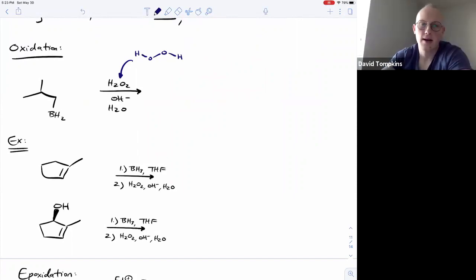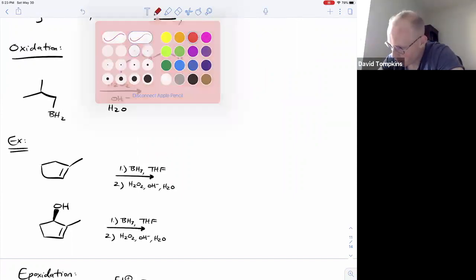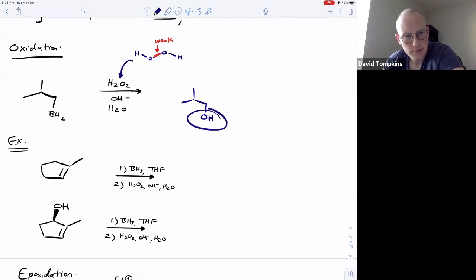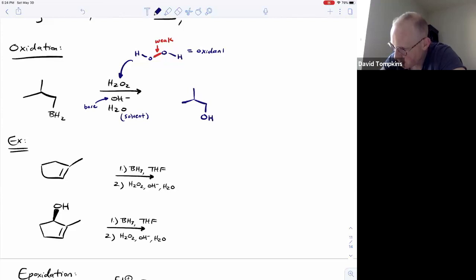So hydrogen peroxide has a very weak oxygen-oxygen bond, where these electronegative oxygens are not comfortable being bound to one another. And so this is great at donating an oxygen or doing an oxidation. And through a complex mechanism that we will not examine, there's a reaction where boron is replaced with the oxygen, effectively a hydroxyl group. The water is a solvent in that reaction, and the hydroxide is just a base. The actual oxidant is hydrogen peroxide. This is an oxidation because we increase the number of CO bonds.